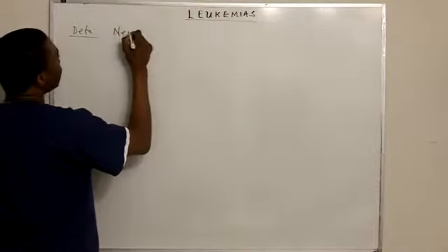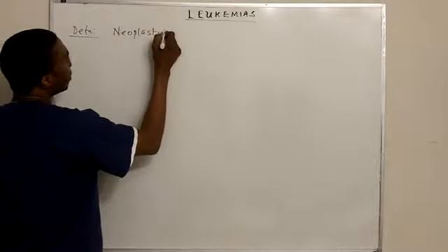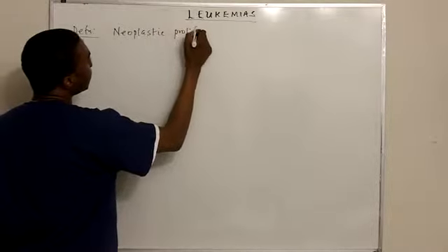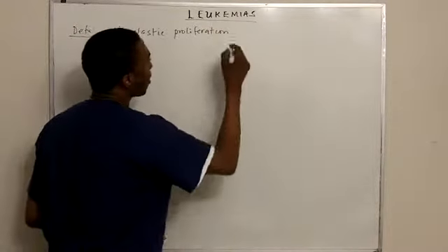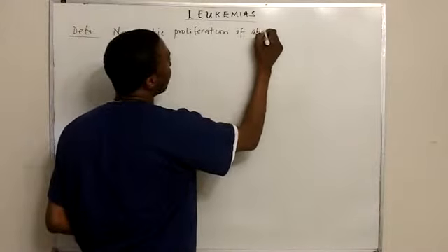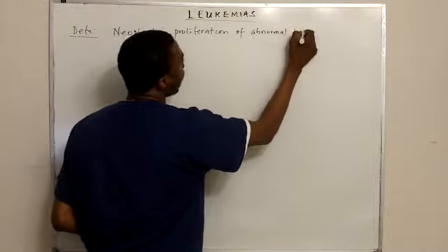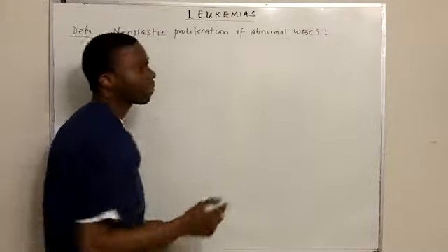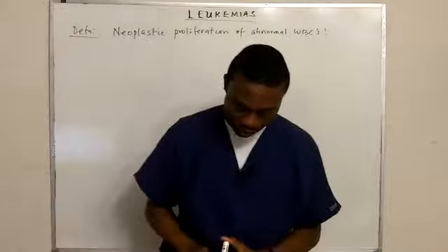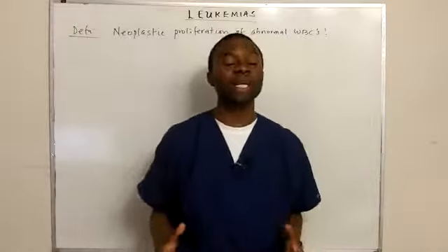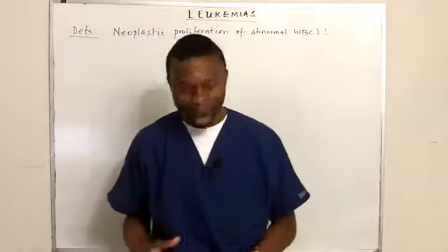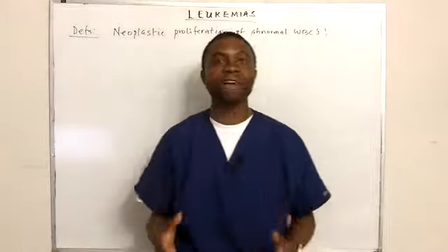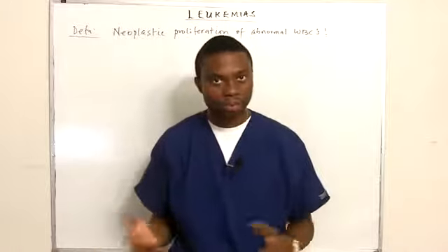It's a neoplastic, which means it's a cancer. Proliferation, which means they're growing very, very fast, of abnormal white blood cells. Now the problem is, these abnormal white blood cells tend to accumulate inside the bone marrow and then they overcrowd the entire population, thus affecting normal white blood cell production.